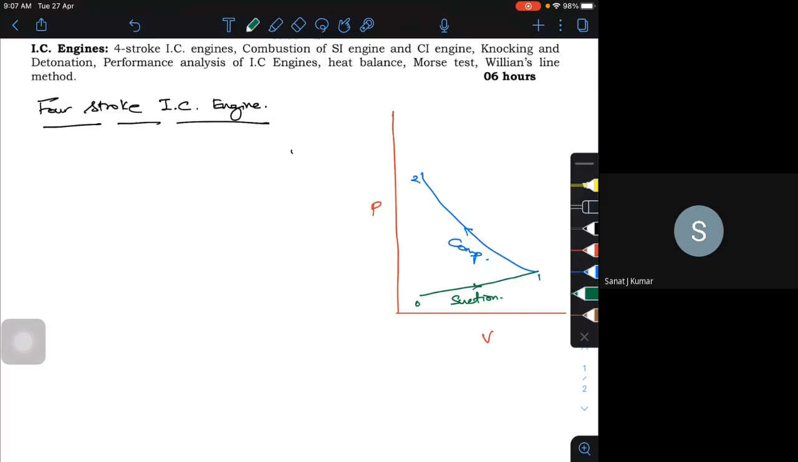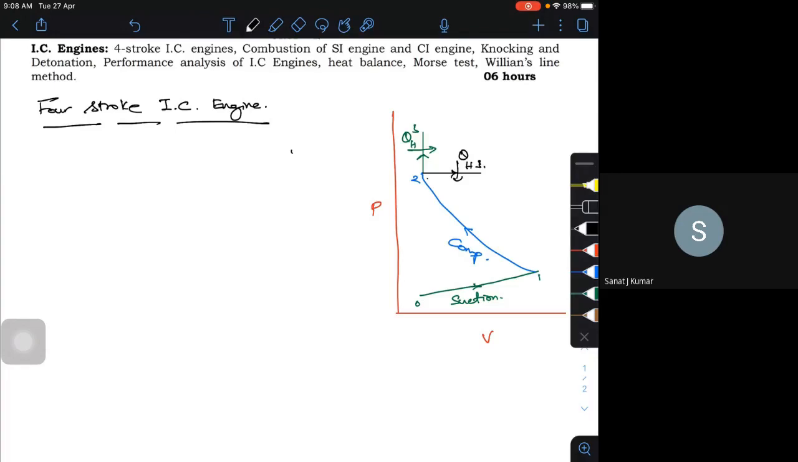So in case of a SI engine, what will happen? It will be simply a compression. It will be a constant volume process. So this is how the ignition will take place, and I'm going to have the heat supply. So what will happen if it is a CI engine? From 2 itself, I will go towards the right hand side. That is, it's a constant pressure heat addition. This is how the heat addition takes place.